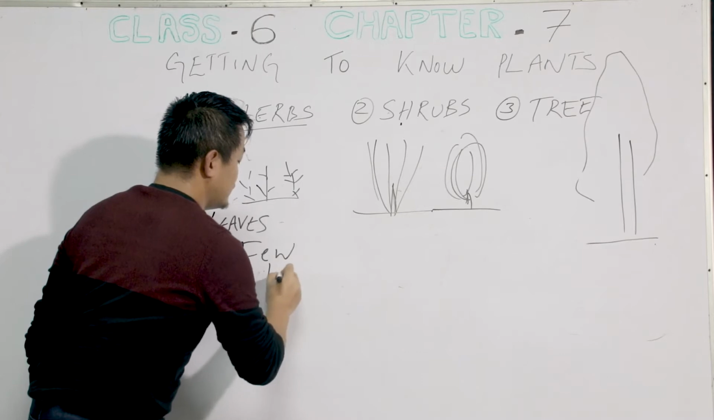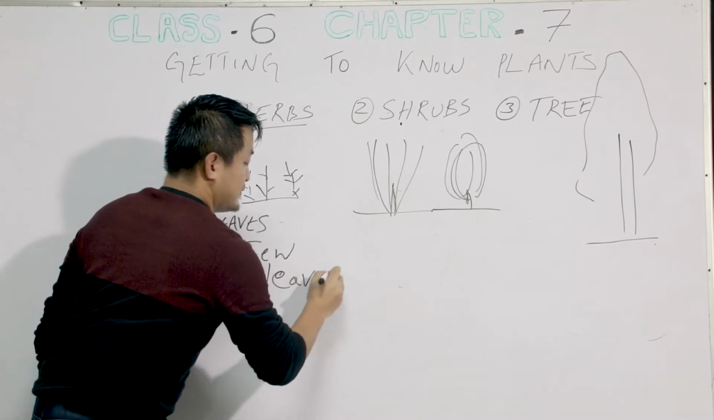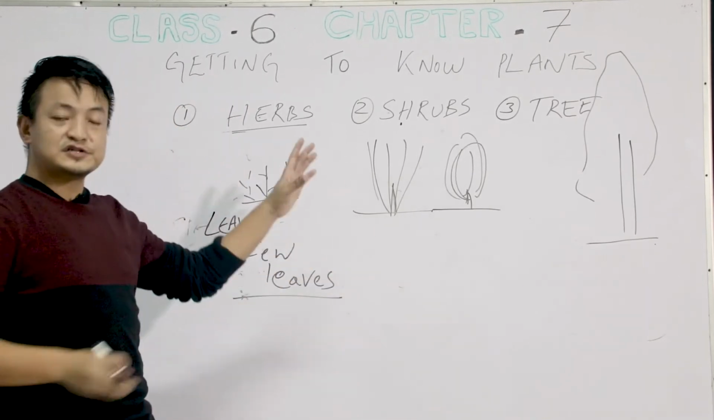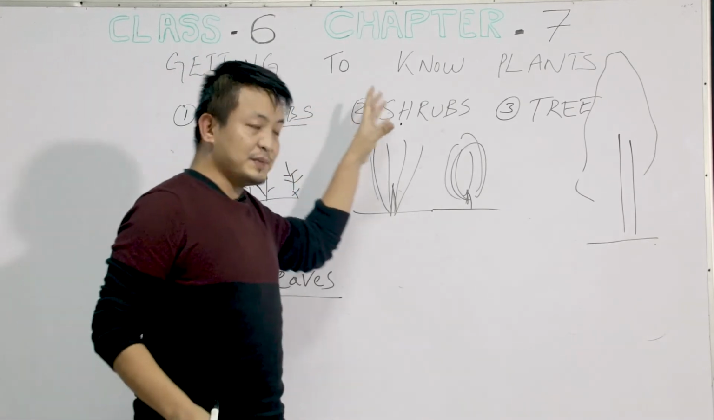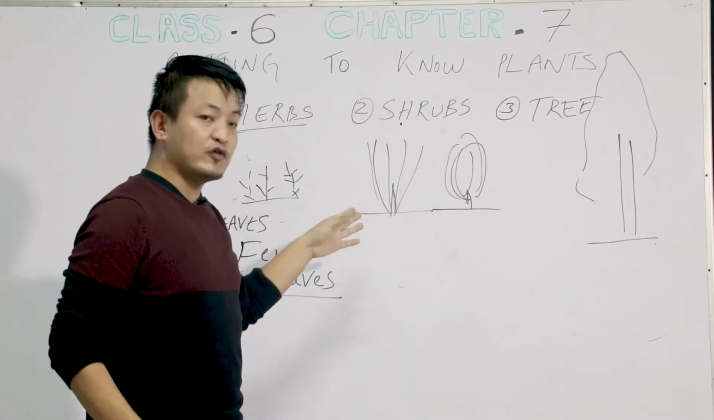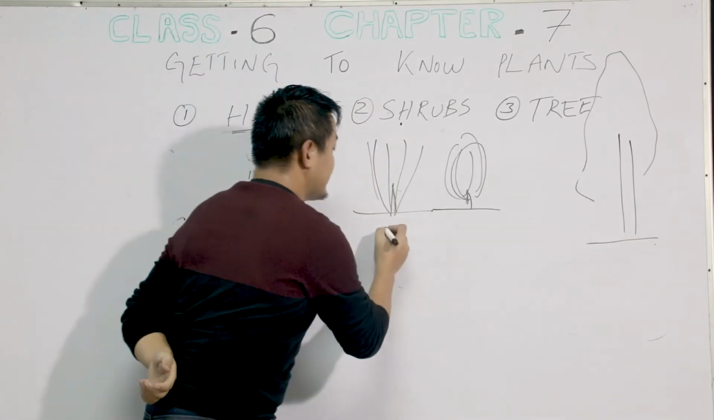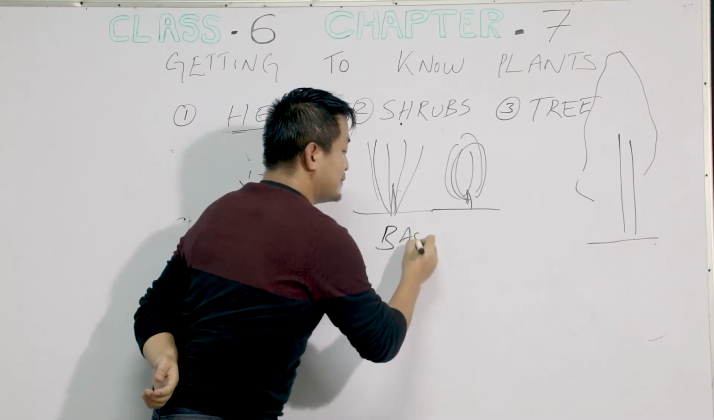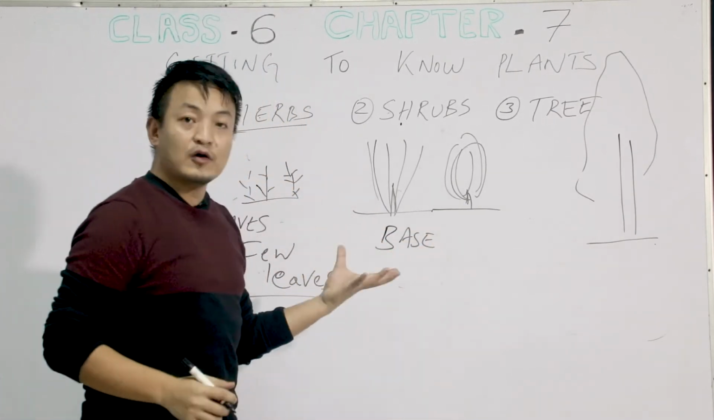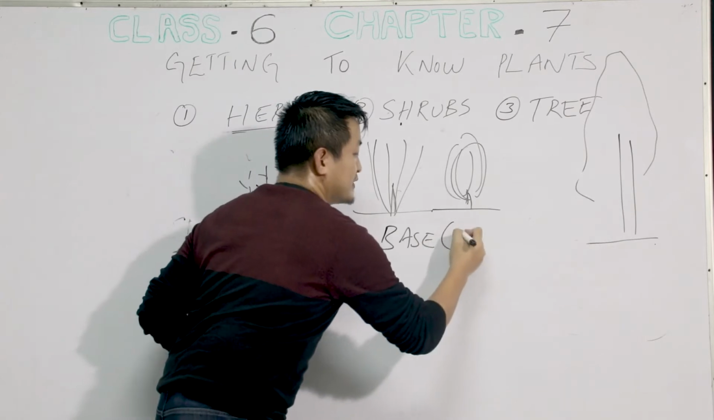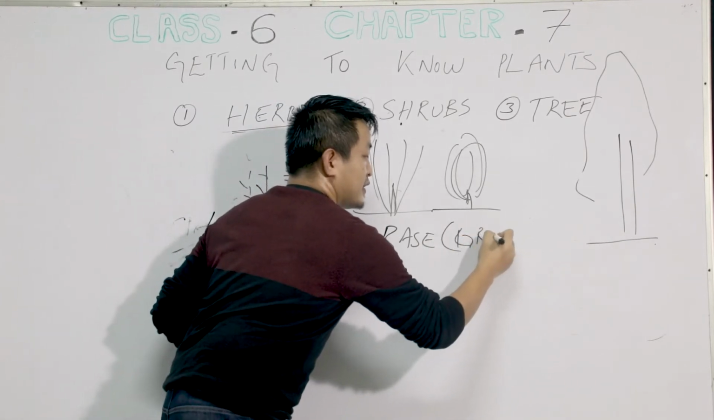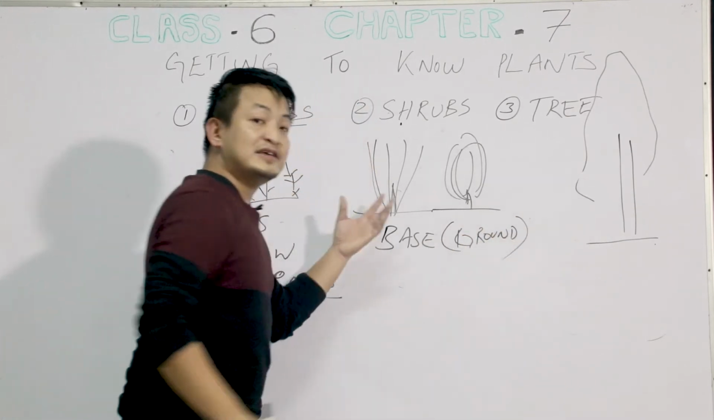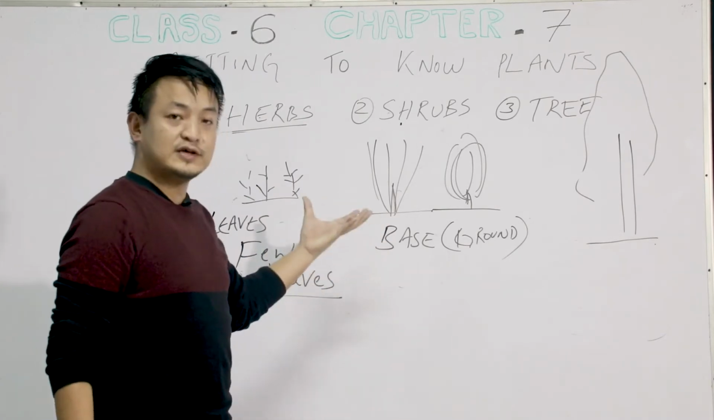They have few leaves. Now what about the shrubs? For shrubs, the leaves develop from the base itself. When I say base, it means from the ground. So the leaves develop from the ground itself.